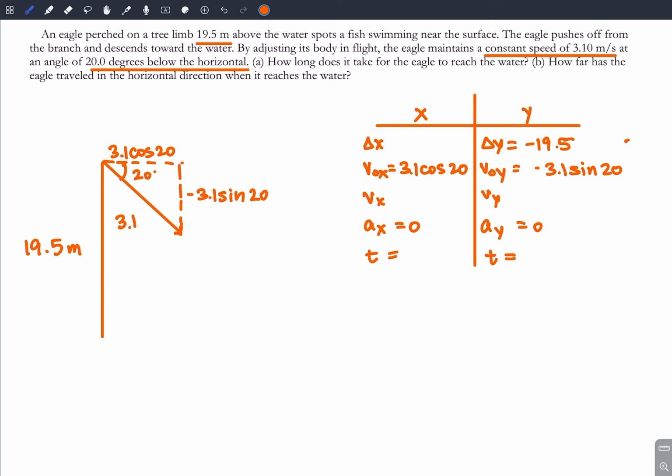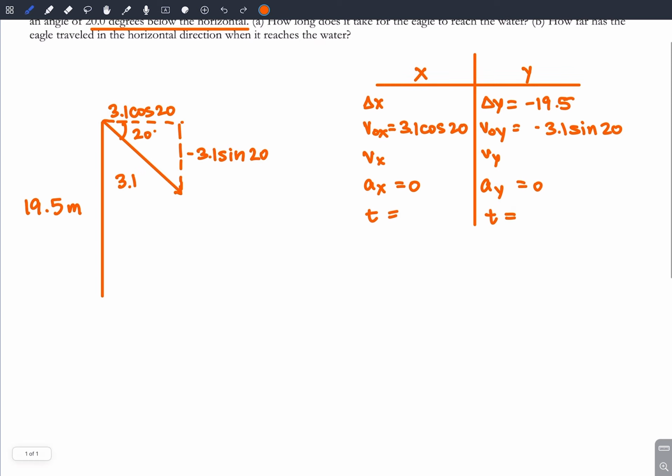Now we have 3 kinematics variables in the y direction, with only 2 in the x direction. Therefore, we'll be able to solve for time using the y direction variables, okay? Although time will be the same for both of them, we can solve it either in the x direction or the y direction. So since we have 3 here, we'll do it in the y direction.